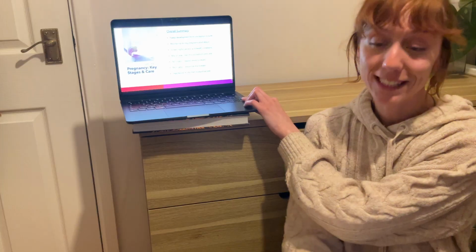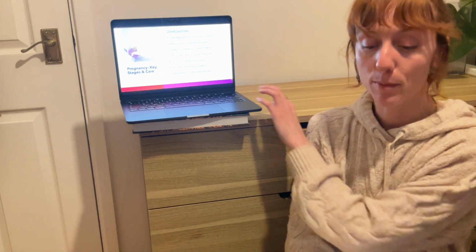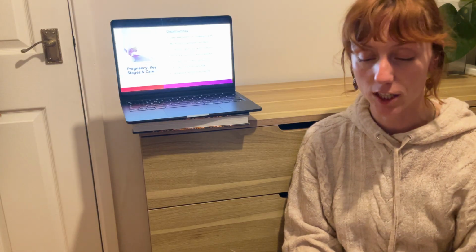To summarise, this presentation has covered pregnancy from early stages of development to birth, including monitoring, screening, miscarriage risks and termination. Overall, it highlights the importance of informed decisions and supportive care.